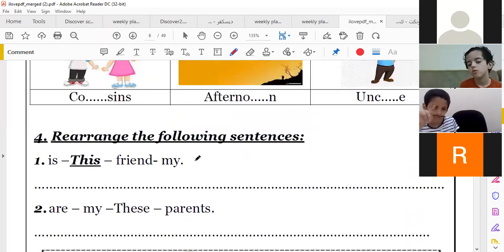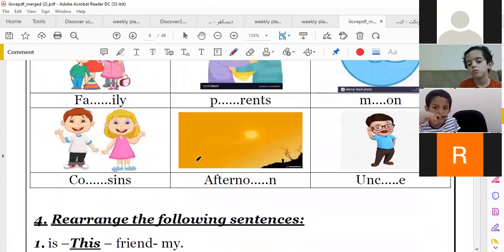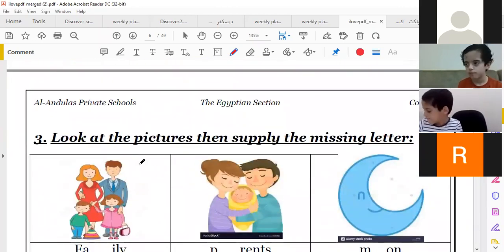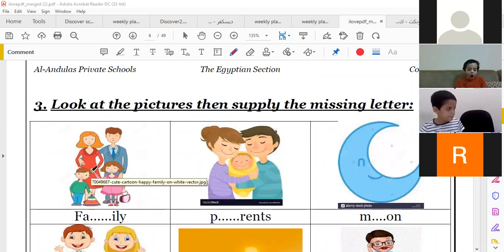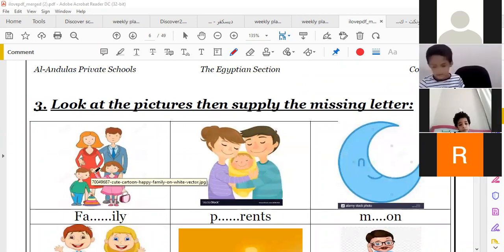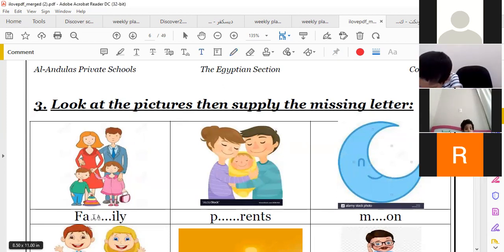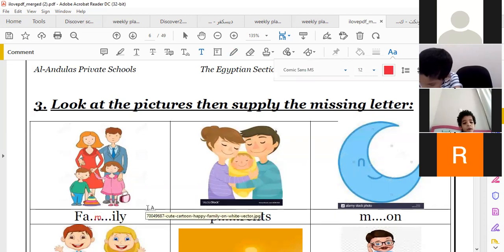Now, students, we go to page number 4. We need to complete the missing letters. Ali Mustafa. Yes, mister. The first word is family. What are the missing letters? M. M, thank you.